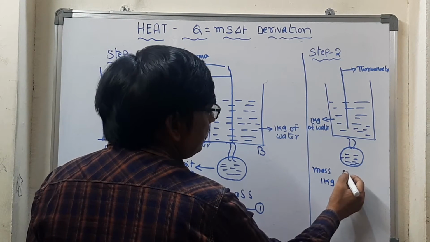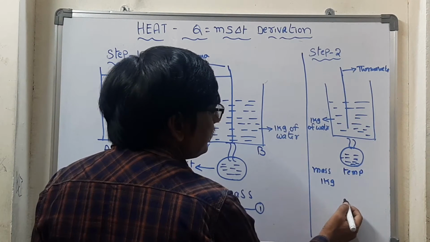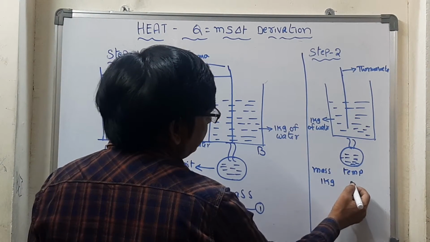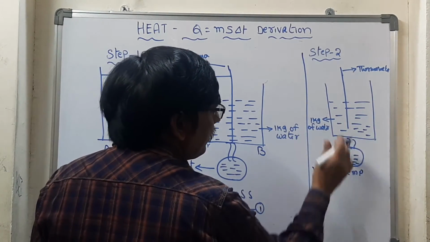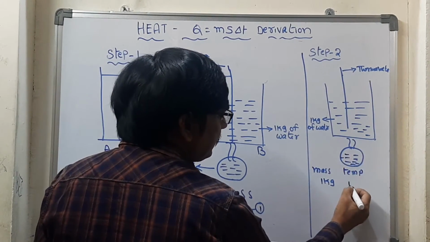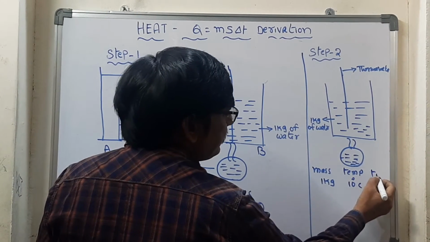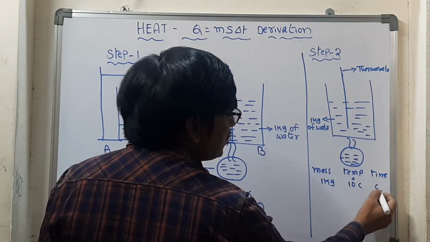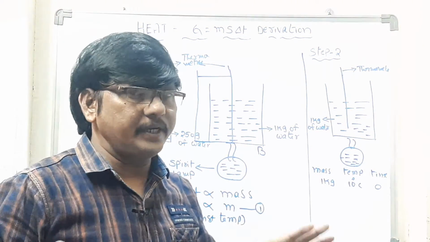So afterwards, let's take a temperature. Let us take the very beginning, when we are about to start the experiment. At that time the temperature is 10 degrees Celsius, and we set the timer to 0. Up to this part, we have not started the heating.